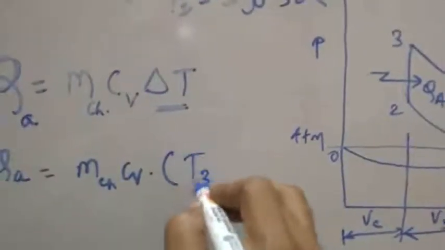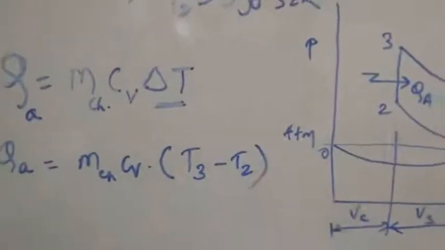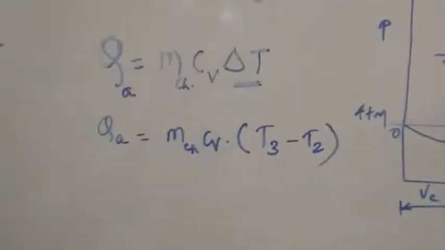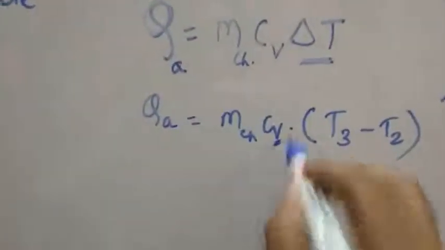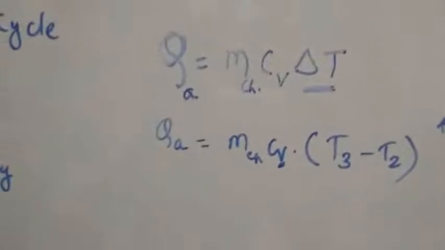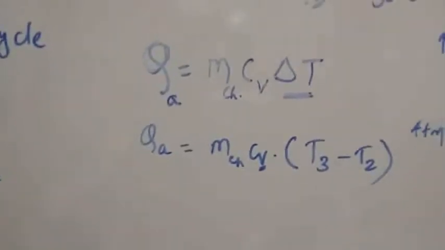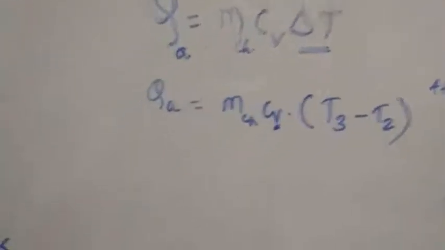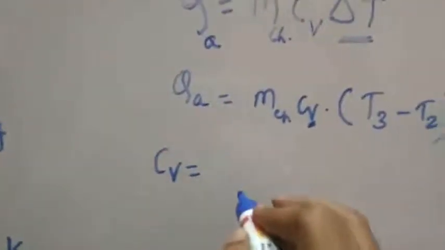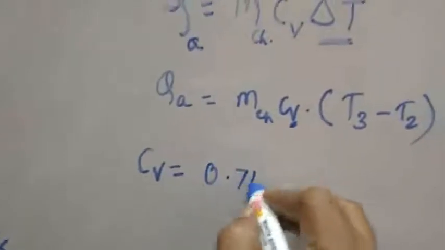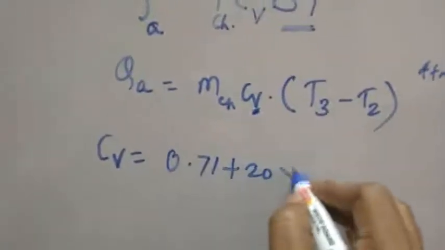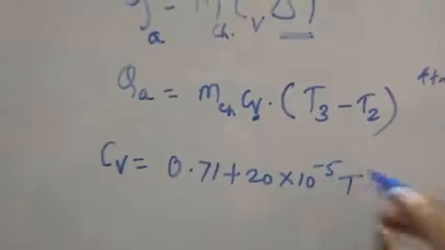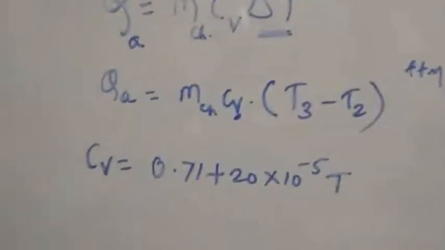That is T3 minus T2. Now this particular value of CV, the case is considered as the value of CV is changing with the temperature T, and that equation is given as CV is equal to 0.71 plus 20 into 10 raised to minus 5 T. This is the equation given.